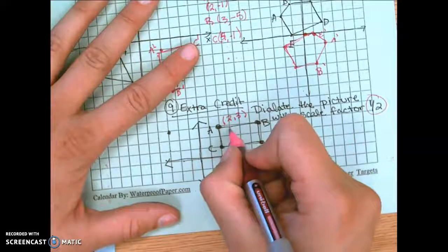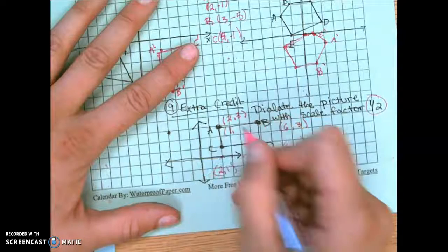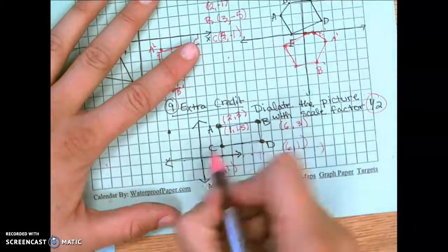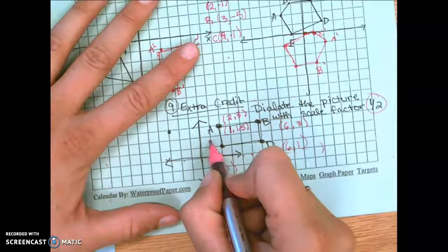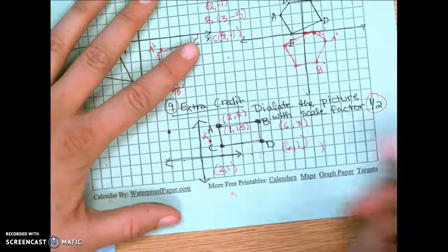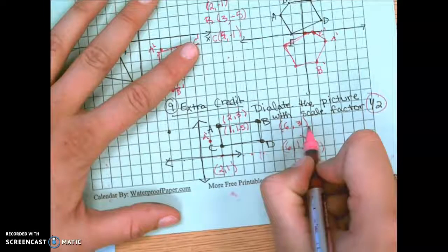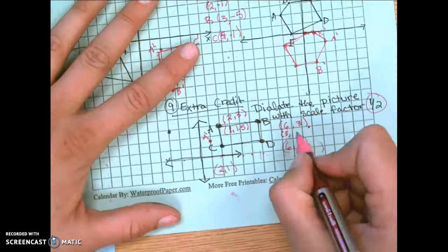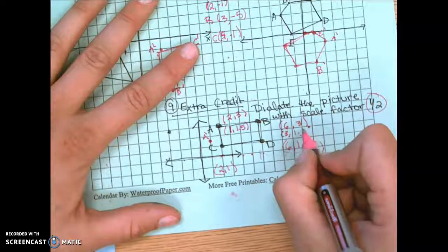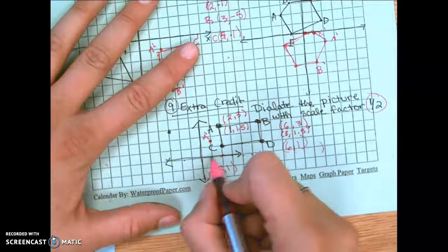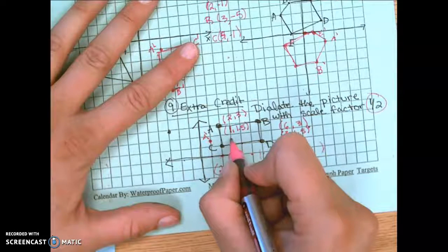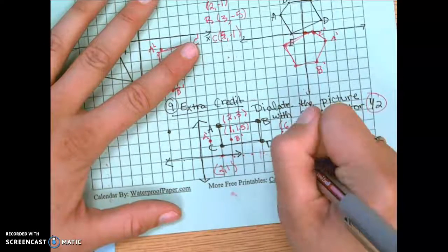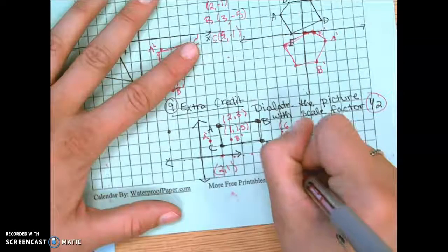So half of 2 is 1. Half of 3 is 1.5. So A is going to be at 1, 1.5. That's my new A prime. B, 6 and 3. So 6 times 1/2 is 3. 3 times 1/2 is 1.5. So 3 over, up 1.5. There's my new B. Alright, D, 6 times 1/2 is 3.